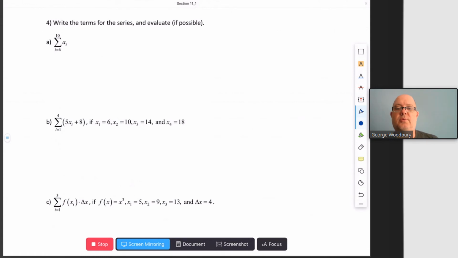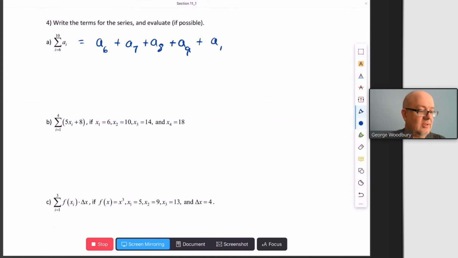For the other type, this one's going to be a little different. We want to write out the terms of the series and then evaluate them if possible. So in this first one, notice that the lower limit is i equals 6, not 10. And it's just a sub i. So this would be a sub 6 plus a sub 7 plus a sub 8, plus a sub 9, sorry, not 9th power. Stuck on that last example, plus a sub 10.